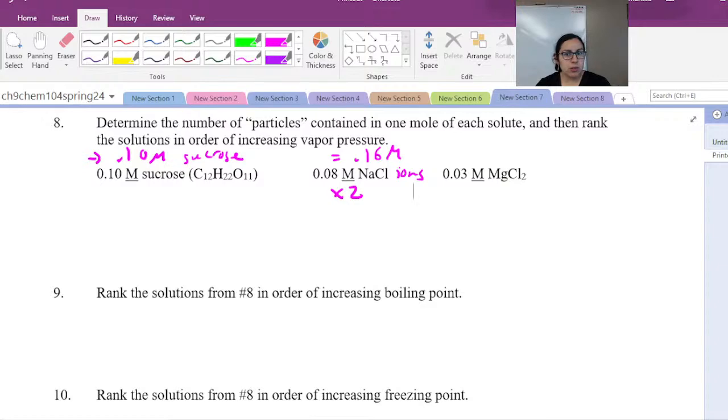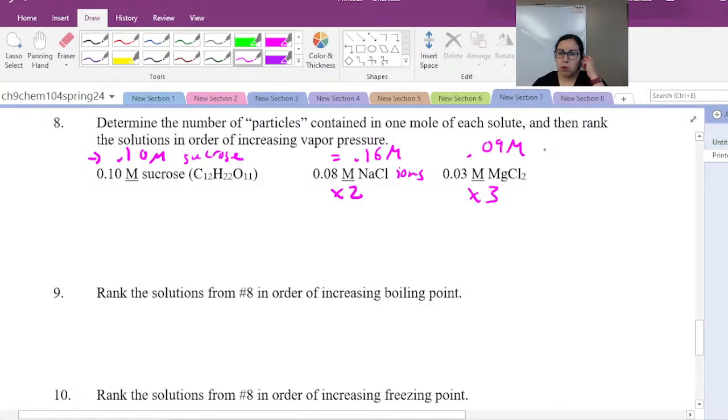And then the next one, so what about magnesium chloride? How many particles would this dissociate into? Let's see. So 3, right? 1 magnesium, 2 chloride, so then times 3. So we have a 0.09 molar effective solution of ions. All right, so now we can rank them.